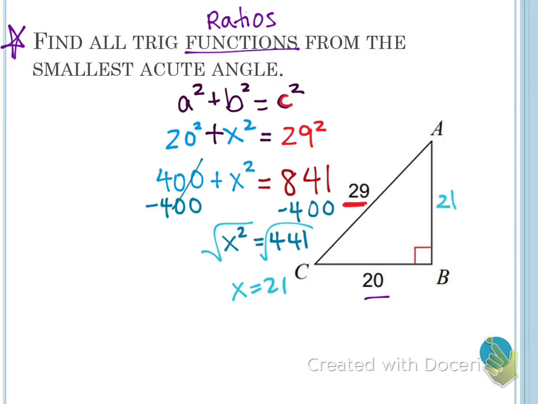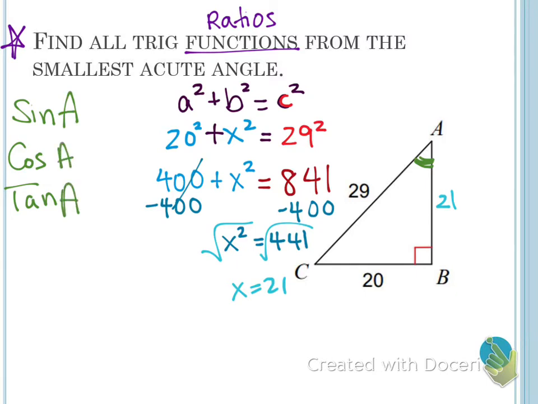So we especially needed to know this before we started because we need to do sine, cosine, and tangent from the smallest acute angle. What is the shortest side? 20. So what angle is the smallest angle? A. So go ahead and mark that we're looking into the triangle from A, because that is the smallest acute angle. It's across from the shortest side. So we're going to find sine, cosine, and tangent. What do I have to write after all three of those? Sine, cosine, and tangent of A.